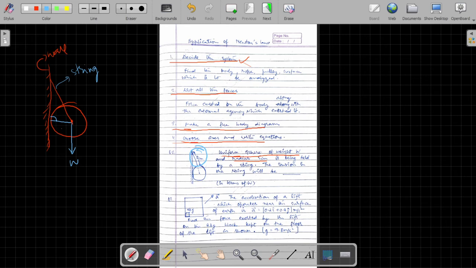So this particular distance is given to us as 5. This distance is 8, and this complete distance would then become 13. So we can draw it as 13. So we are supposed to find the tension in the string. So the tension in the string, that is what we are supposed to find.